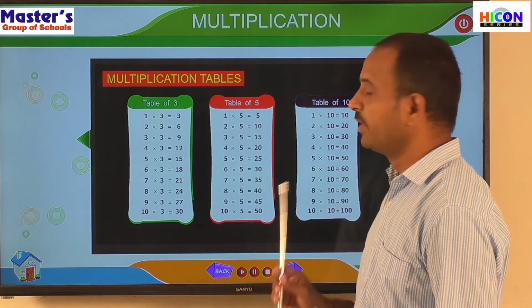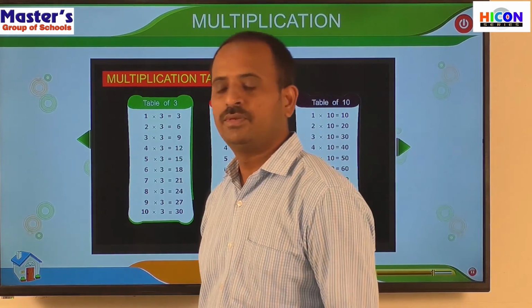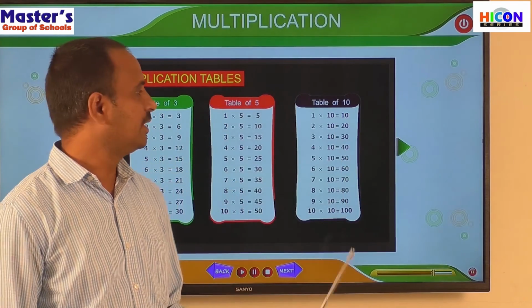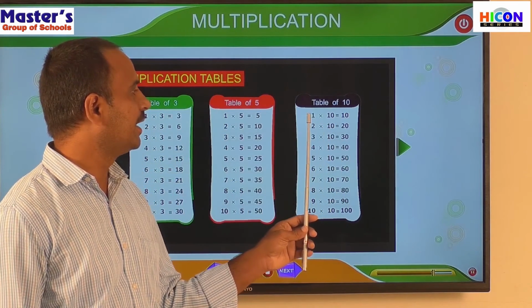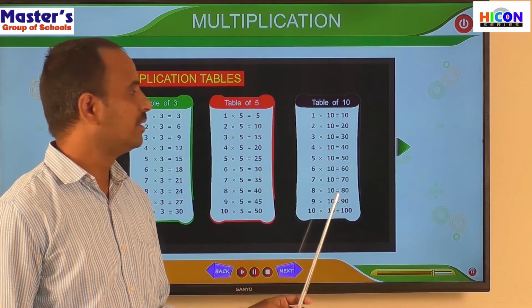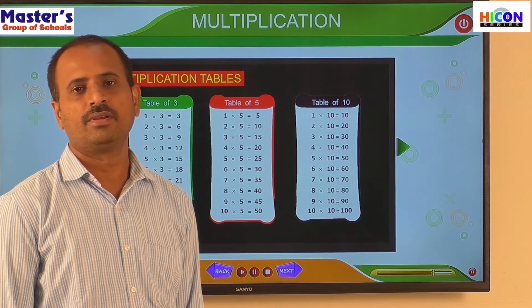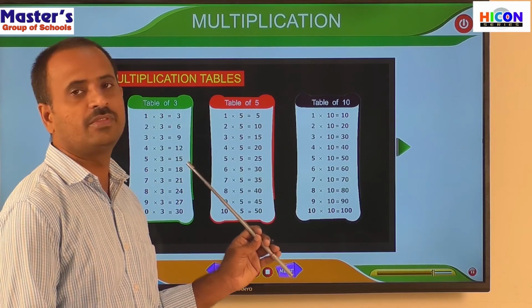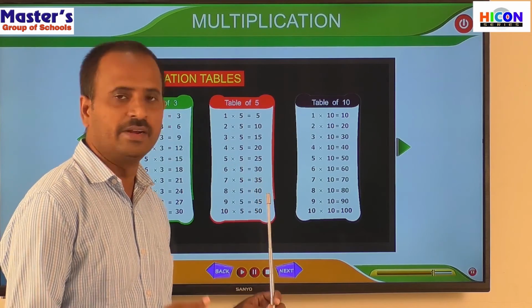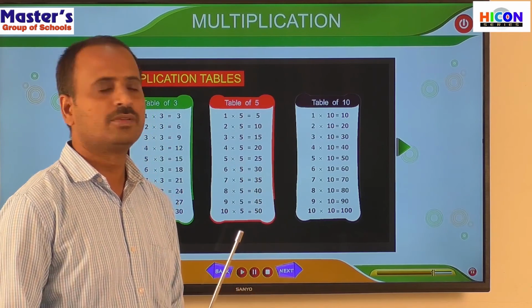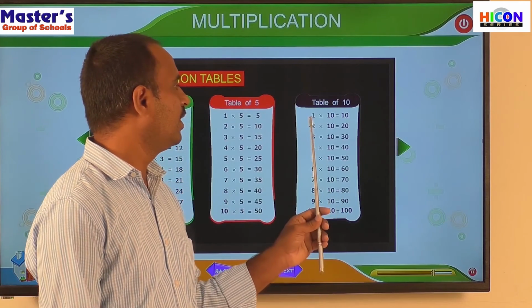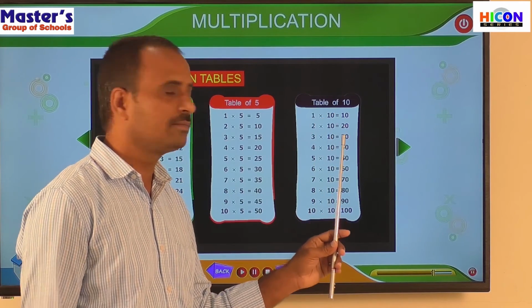In this way, we can read the table of 10 also. Table of 10 means multiplication by 10. In this table, we will multiply the numbers by 10, and then we get the table of 10. We have to read the table of 10 in the same way as the table of 3 and table of 5. So we have to read it. Children, listen carefully. 1 ten is 10.